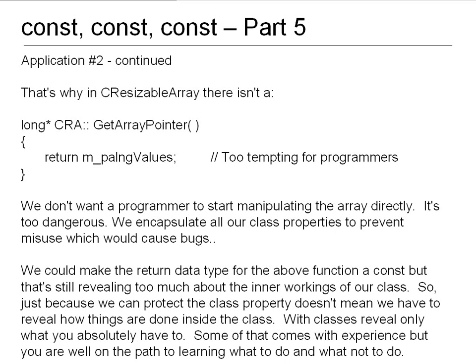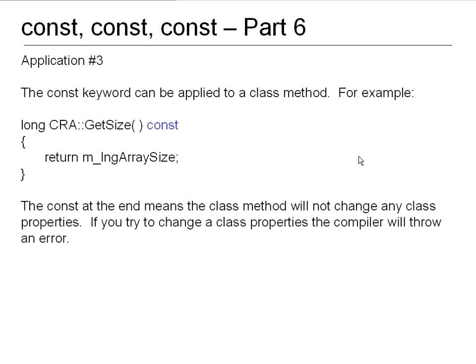Now, what is absolutely have to and what are the criteria for that? Some of that comes with experience, but you're well on your path to learning what to do and what not to do. So most of the time, just don't expose it or reveal it unless the program won't work without it. Application number 3. The const keyword can be applied to a class method. So for example, long SerializableArray::GetSize() const.